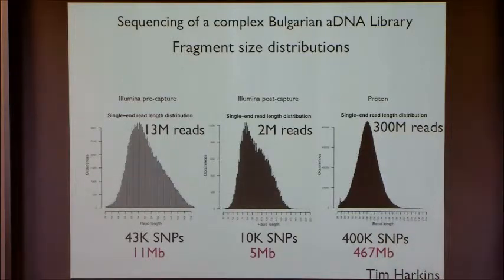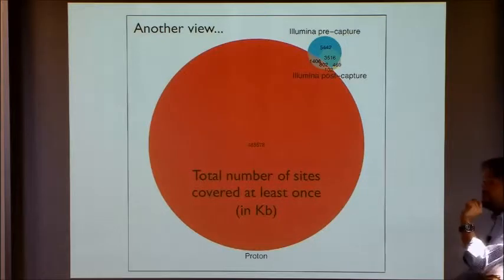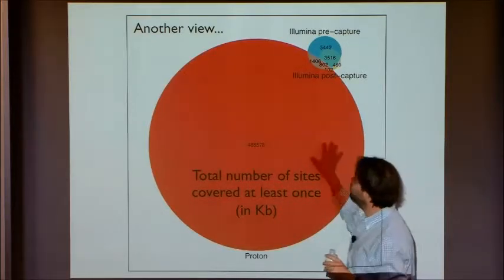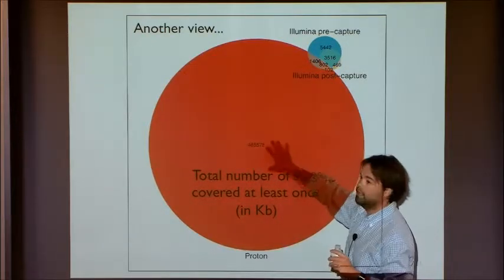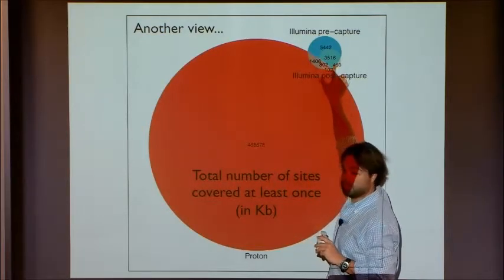Okay, so now to get to this point, David, which I think is an important point. Here is perhaps a worrying slide, but I want us to think about this because I think it's an important slide. Here is the intersection of the data. Here's where all of the Proton data is mapping. Here is the Illumina pre-capture, and here's the Illumina post-capture.